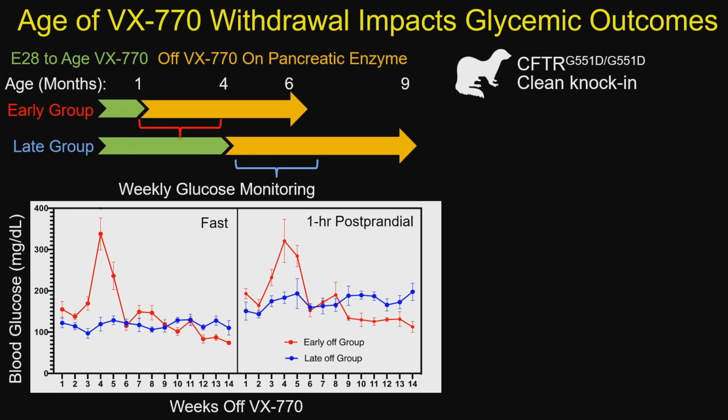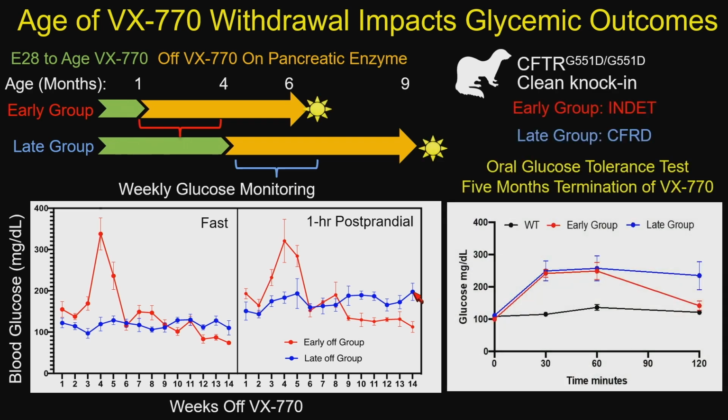This is again measuring glucose at fast and 1 hour post feeding, and you can see in the younger group, the one that came off at a month, it looks like a CFTR knockout. It has this crisis period, the equivalent of about 1 to 2 months off of VX770, and you see in the postprandial this very similar thing. What is interesting is that in the later off group, you can see here that the glucose postprandial feeding is getting upwards of about 200, which is abnormal. This is at 60 minutes, 1 hour post feeding.